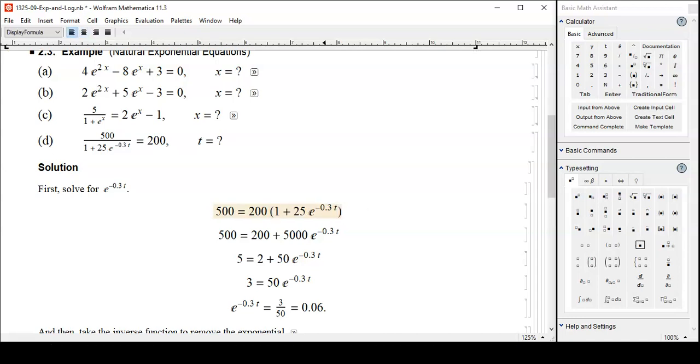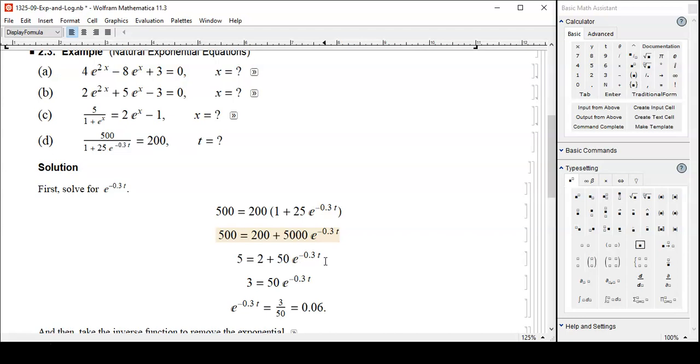Okay, that should have been step 1. Remove the denominator, multiply it over. That's step 1, denominator number 1. Number 2 is parentheses. Break up the parentheses, and then we get this. And then we have to solve for e to this one.